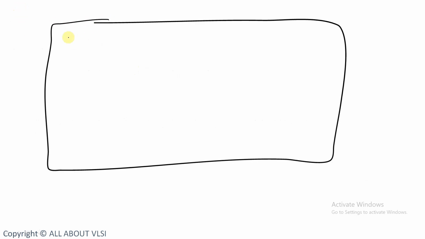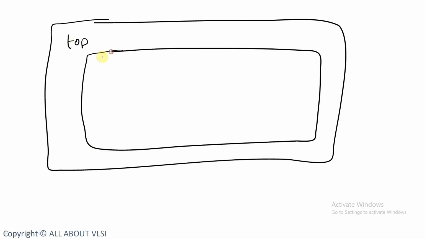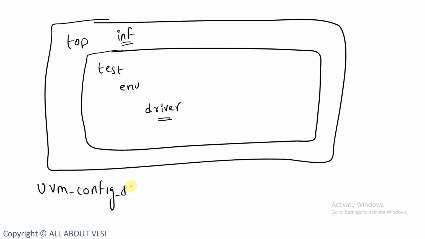Here, there is one more important point to be understood. Let's say this is my top module, and inside my top module I have my test, and inside this test I have the environment and driver. So this is the path hierarchy I have. Now let's say the interface handle is present here. How am I going to write UVM underscore config underscore DB hash interface type, followed by set?